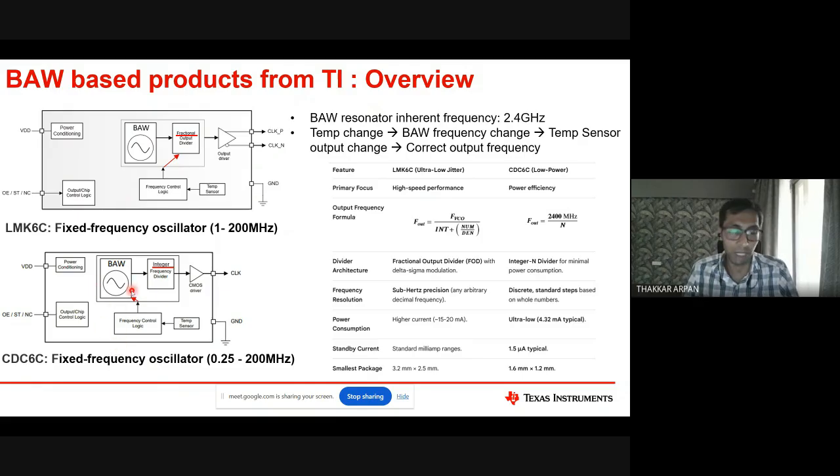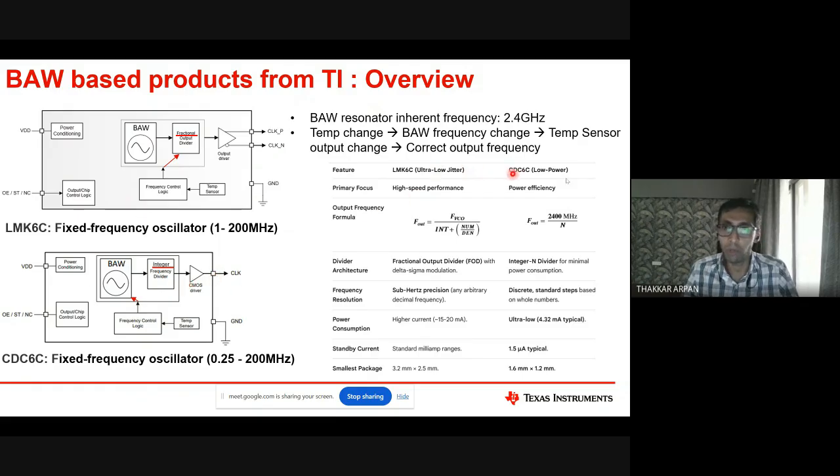So if you are using those kinds of things, then it will have its own accuracy, but this part will determine we can get it within, let's say, plus minus 25 ppm. So it will change this wave frequency itself and get the output frequency constant.